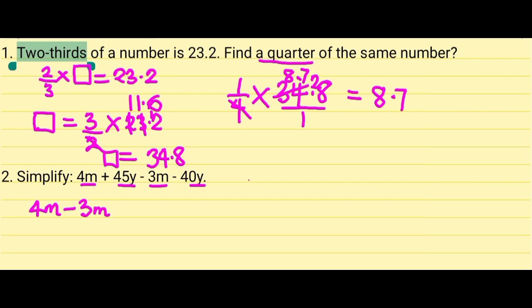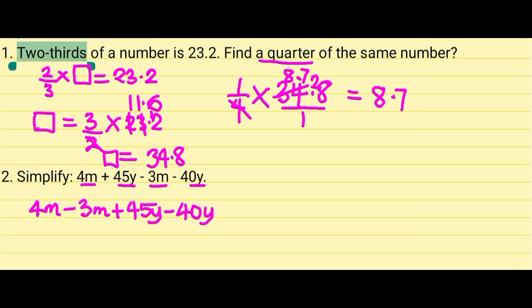So there are no other m's here. I will continue with my y, starting with the one with the positive sign. So 45y. And of course, remember that y also has one more family member here, and that is 40y. Remember that the sign must also go with it. Please always make sure you do that. Don't just take any of them without taking the signs along.